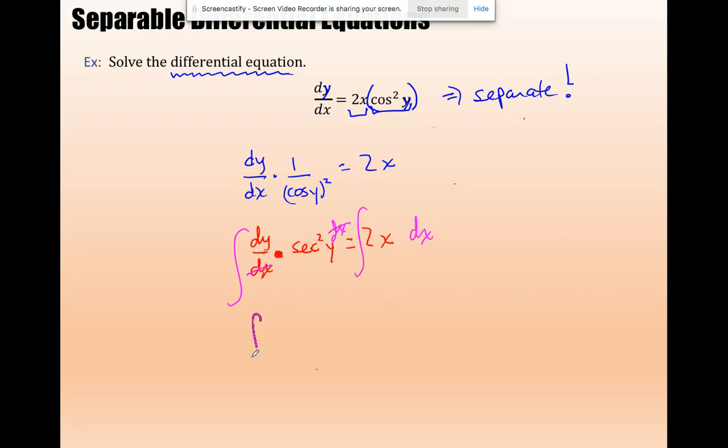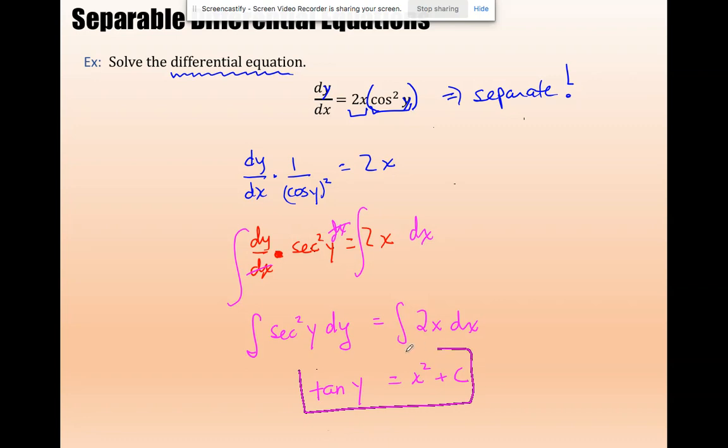The dx's cancel out, and then I'm actually integrating secant squared of y dy. Do you see why I like that? This is certainly x squared plus c. And what is the antiderivative of secant squared? Nice. They did not give me an initial condition, so I don't have to solve for C. They didn't ask me to get this into explicit form. I don't have to get y by itself. I'm all good.